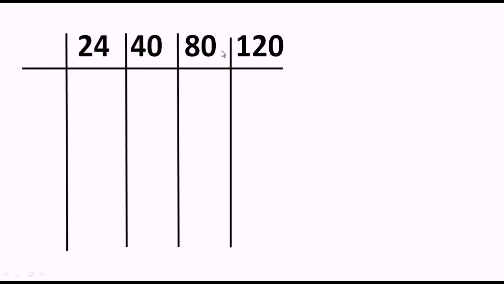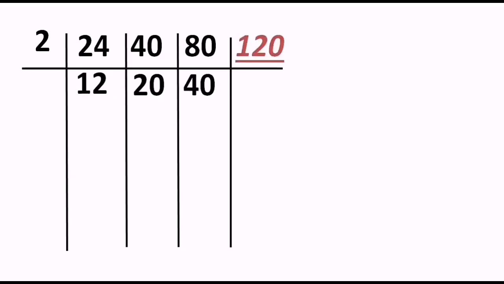If you observe the numbers presently over here, you'll come to know that all are even, right? Correct or not? 24, 40, 80 and 120. So we go with 2 presently, right? So when you divide 24 by 2, we get the answer 12. When you divide 40 by 2, we get the answer 20. When you divide 80, we get the answer 40. And 120, I told you, dividing it by 2 is nothing but making it half, and half of 120 is nothing but 60, right?